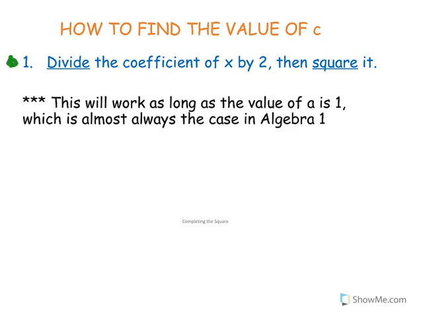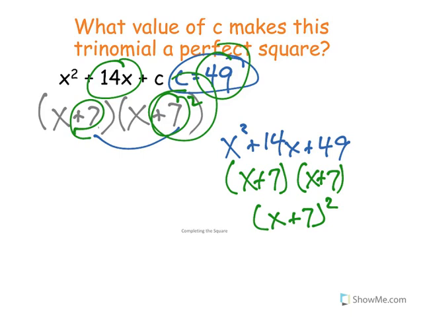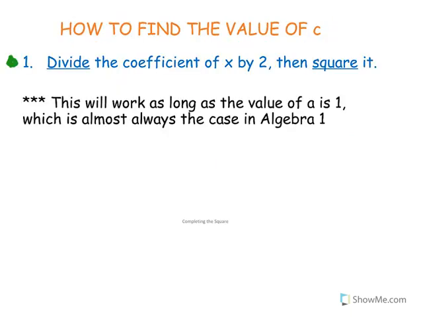You're going to divide the coefficient of x by 2, and then you're going to square it. So again, going back to this one, 14 is the coefficient of x. Divide that by 2, we get 7, and square it, and we get our 49 right here. So again, this is something that really should be in your notes.